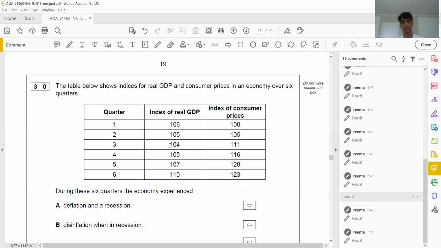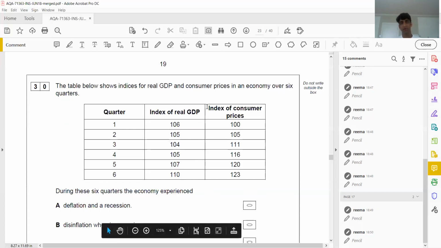But what's happened after? The good news is that things have seemed to bottom out at 104. And since that time, we continue to see increasing output, implying that the economy has experienced a recovery. So what we have is a recession followed by a recovery, and the recession happens first.